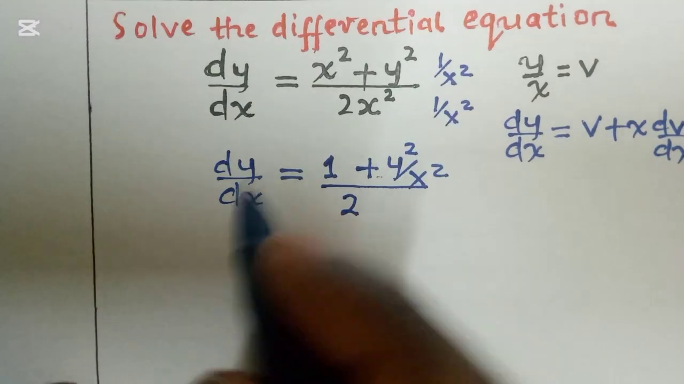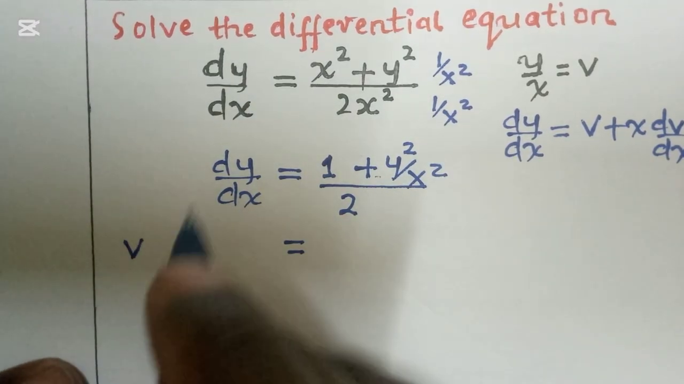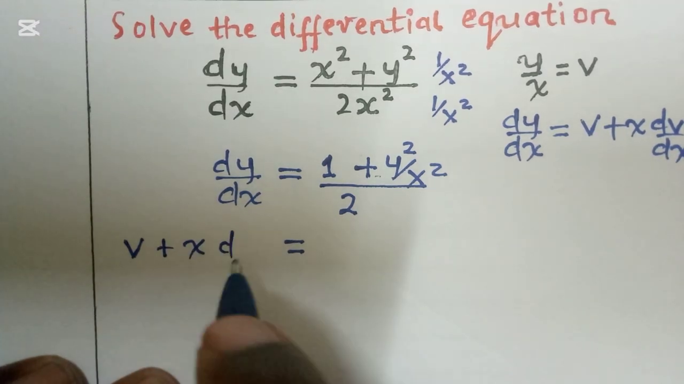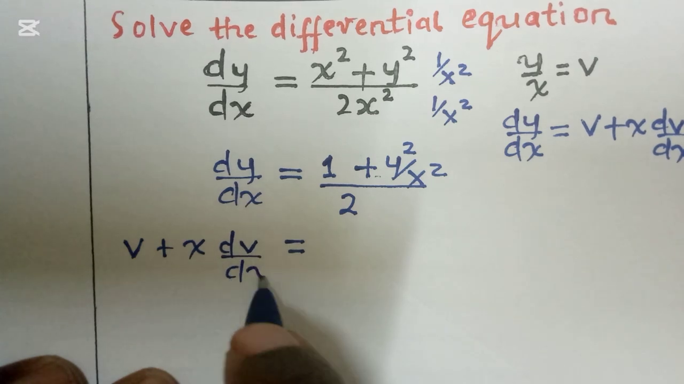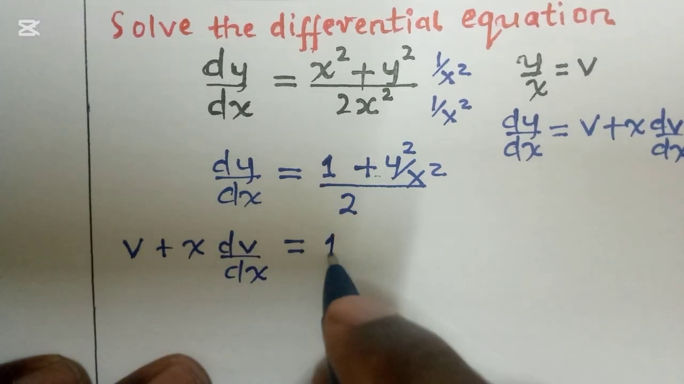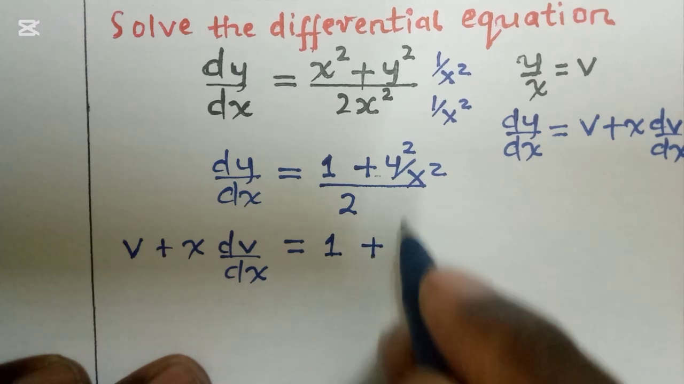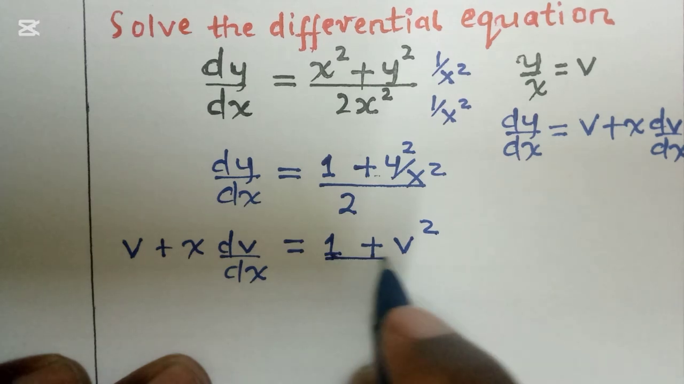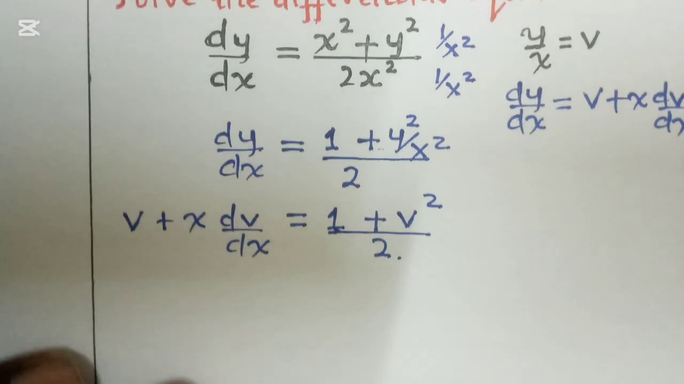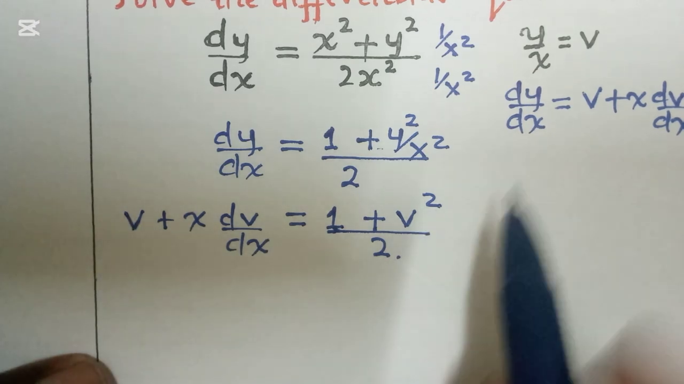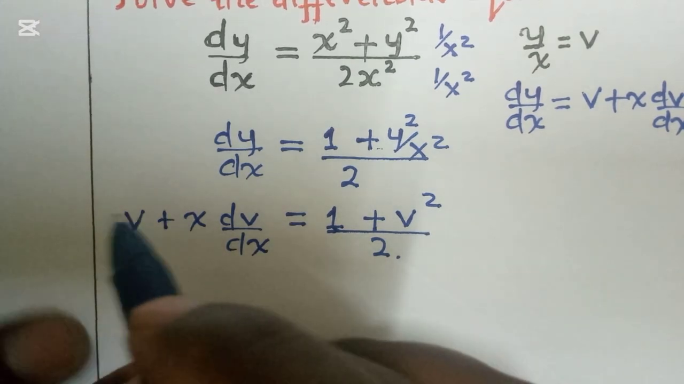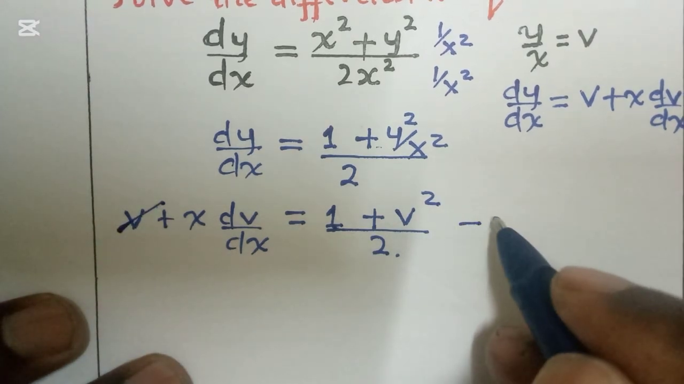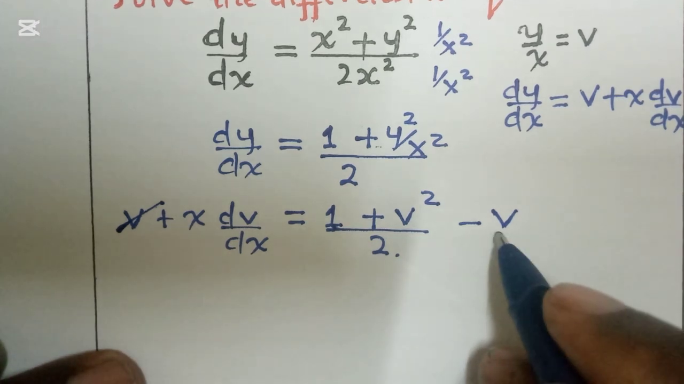And so here we shall have v plus x dv dx, and this other side we shall have 1 plus, this one we replace with v, so it will be v squared all over 2. Now guys, from there we can take our v this other side, so that we have minus v, because here it was positive, all over 1.